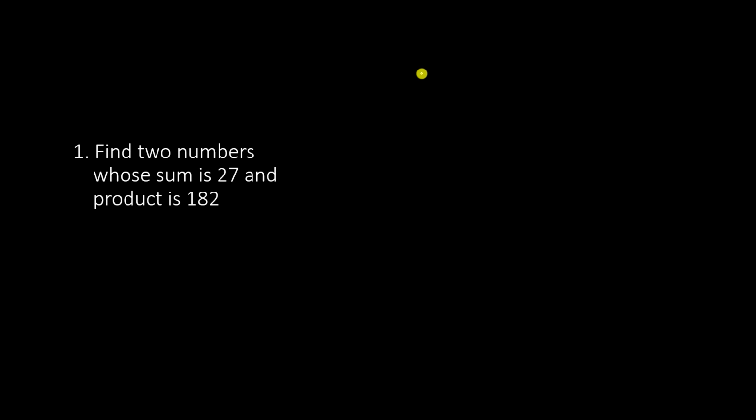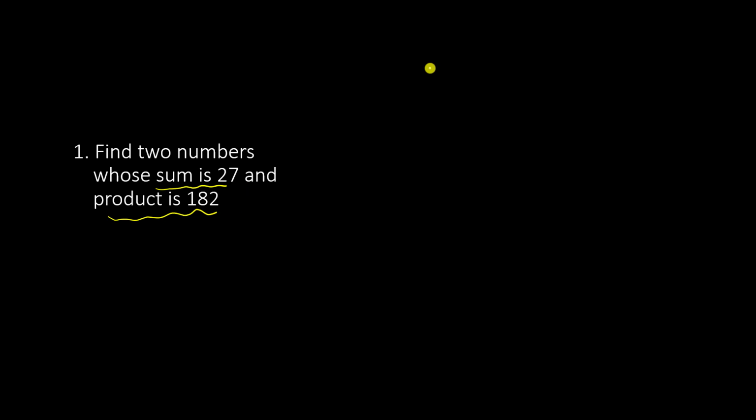The first question is, find two numbers whose sum is 27 and product is 182. When you have to find these two numbers whose sum and product are given, you may do this by trial and error, by trying to split this number 182 into its factors and finding which of those factors have a sum of 27. But sometimes this may be a long process. You may not be able to find the answer out.